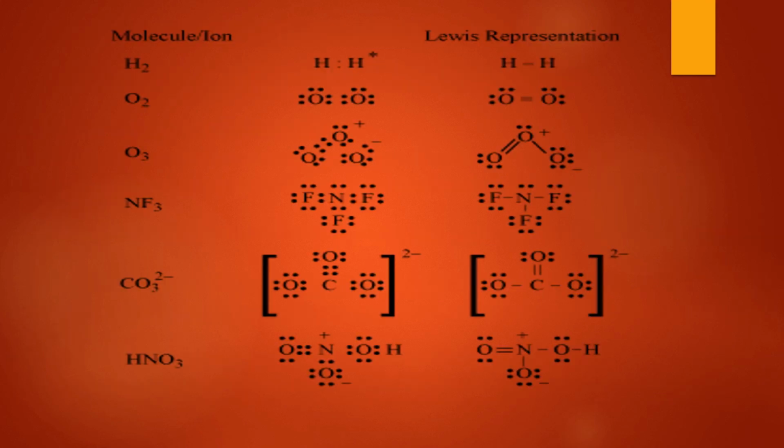Now I am taking some examples. Suppose the first example is H2. Now in hydrogen, one electron is present. So this is hydrogen, one electron. This is another hydrogen, one electron. So one electron is sharing. So this is the Lewis representation, and one bond is there between the hydrogens.